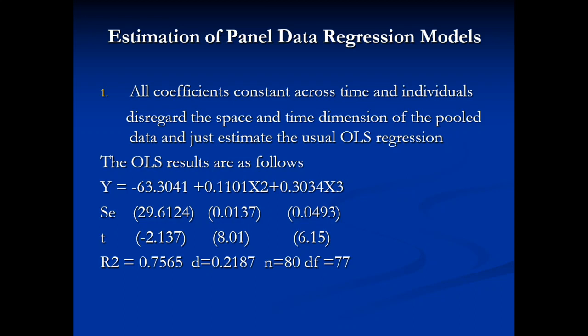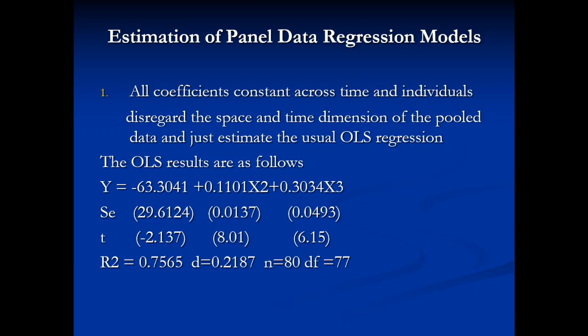And this is the result that you get. Y, that is investment, is equal to 0.11 X2. When X2 increases by 1 unit, Y increases by 0.11, and a 1 unit increase in X3 will increase Y by 0.30. And what about the t statistics? All the t's are significant. And what about R square? 0.75. And what about D? It is 0.21. So 0.21 is nearer to 0.